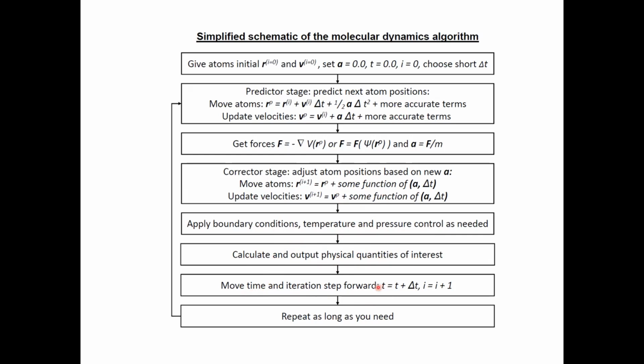Because now you can set your time to be equal to t, what it was initially, which initially was 0. So now it's going to be t plus delta t. i is going to be equal to i plus 1. So if i was initially 0, it will be now 1. And then you're going to go back to this step here and repeat it over and over and over again.